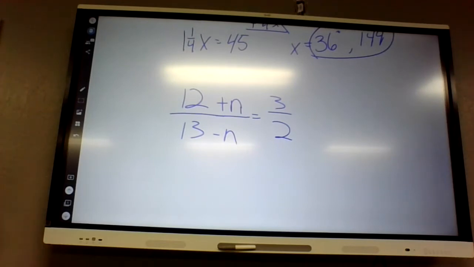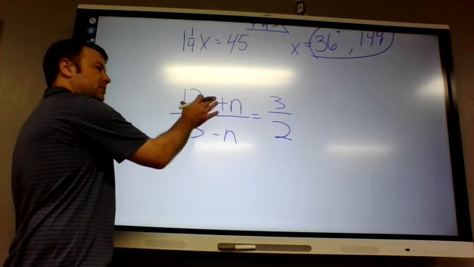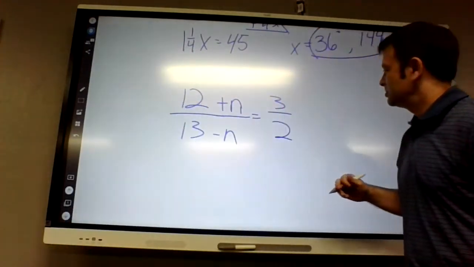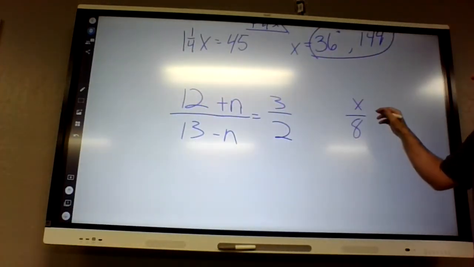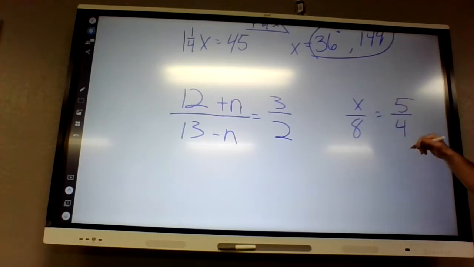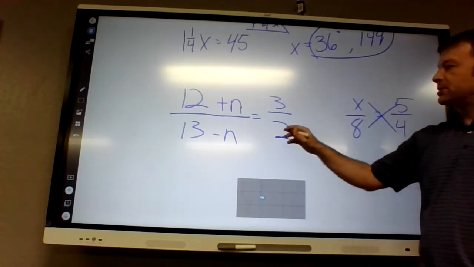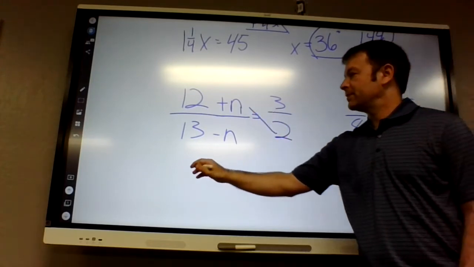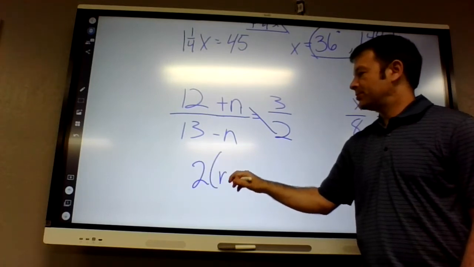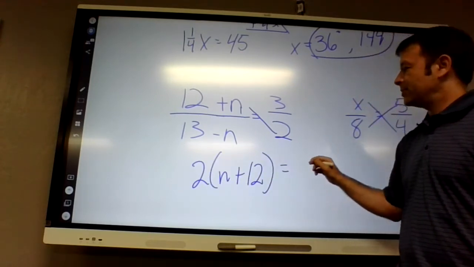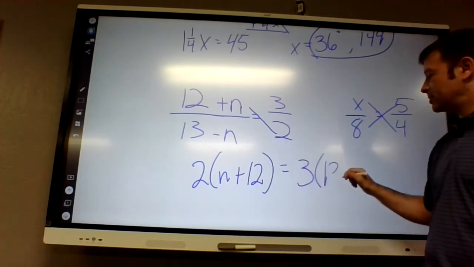We use this trick some in geometry. Any ideas? You guys remember how to solve two equal ratios, two equal fractions? You guys remember how we solve this? Cross multiplication. Cross multiply, good. It was like 4x equals 8 times 5. So it's 2 times all that stuff, 12 plus n, equals 3 times all that stuff. Let's keep it the same, I guess.